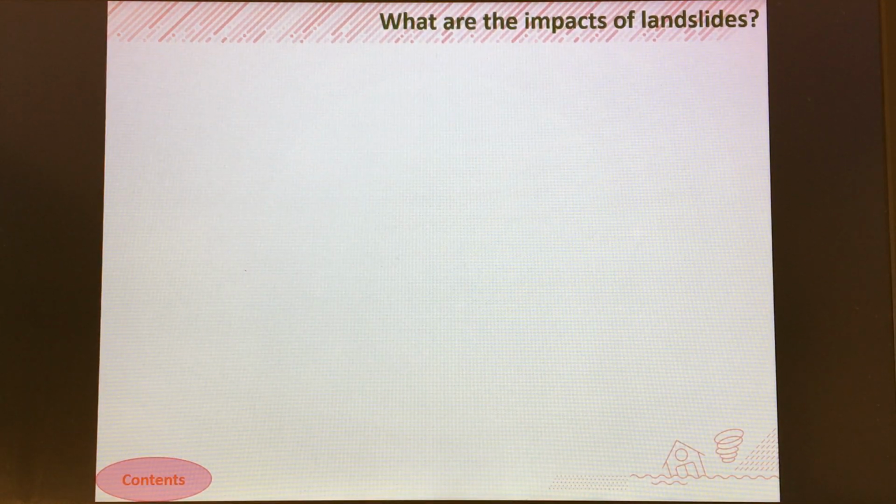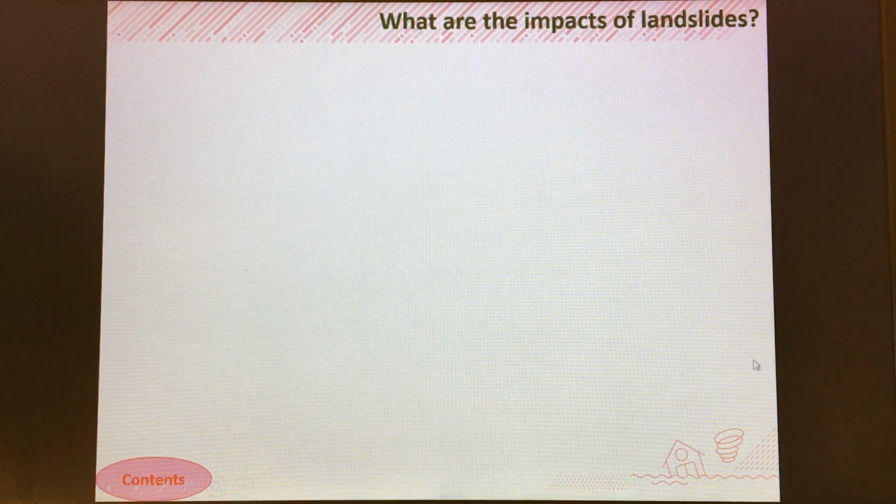Dear Form 2 students, this week we are going to look at the effects caused by landslides and how we can respond to a landslide. We will talk about the textbook from page 21 to page 24.